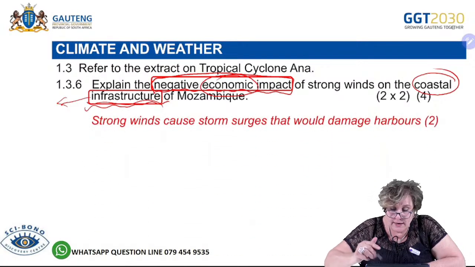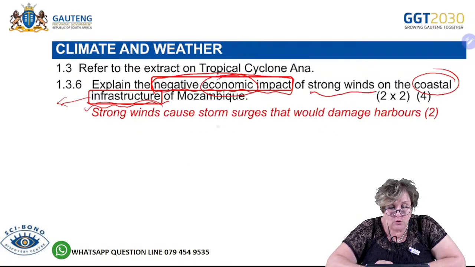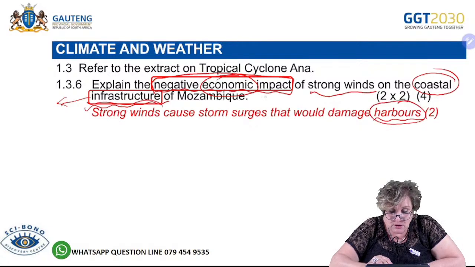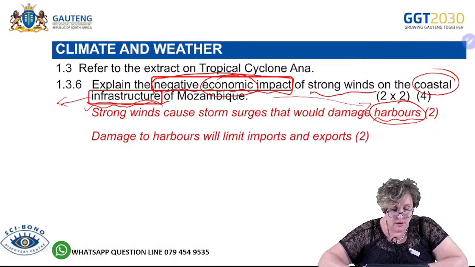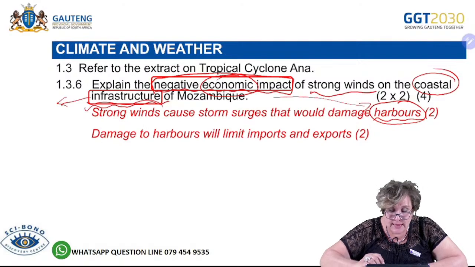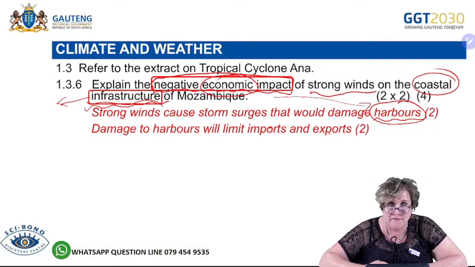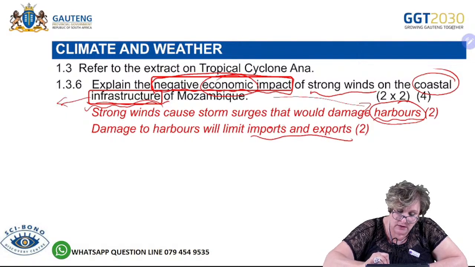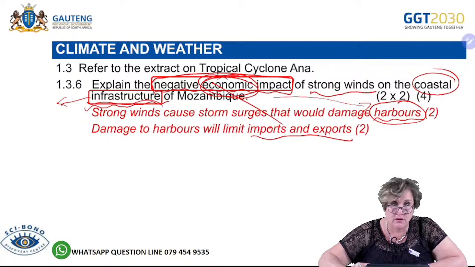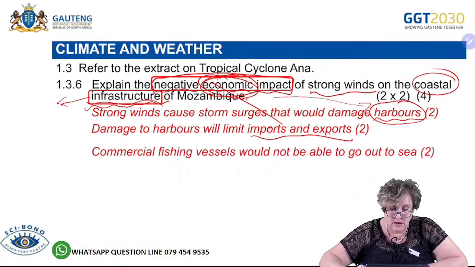There are my keywords: economic impact and infrastructure. The strong winds can cause a storm surge that would damage my harbors. By the way, a harbor, which Mozambique does have, is also part of infrastructure. We will have damage to the harbors, which will limit imports and exports. So I have to stop imports and exports for a while until the harbor has been fixed. This will have a direct effect on the economy of the country.